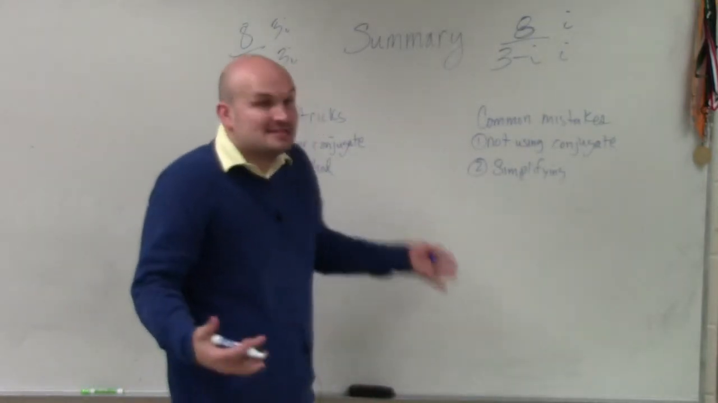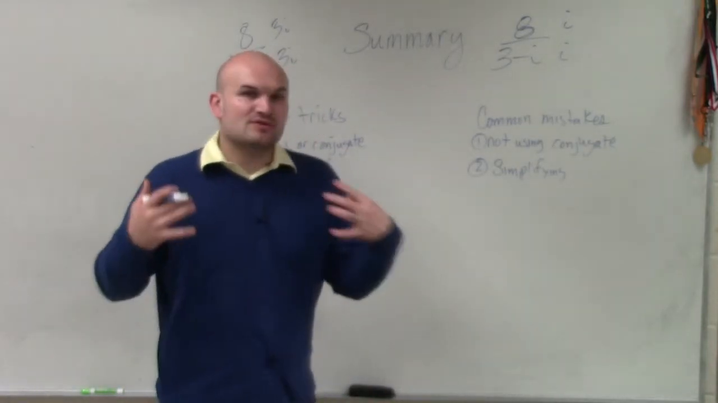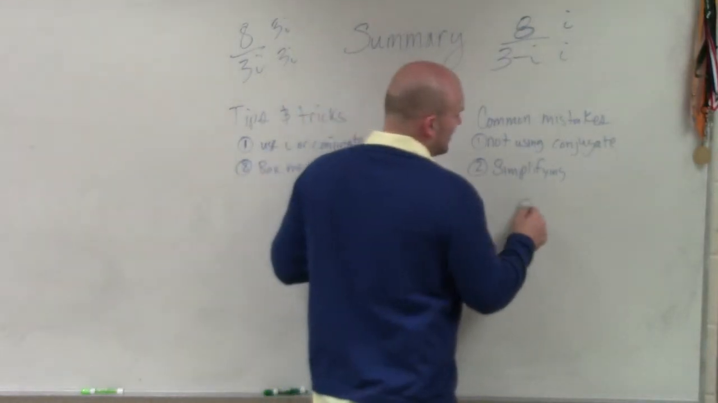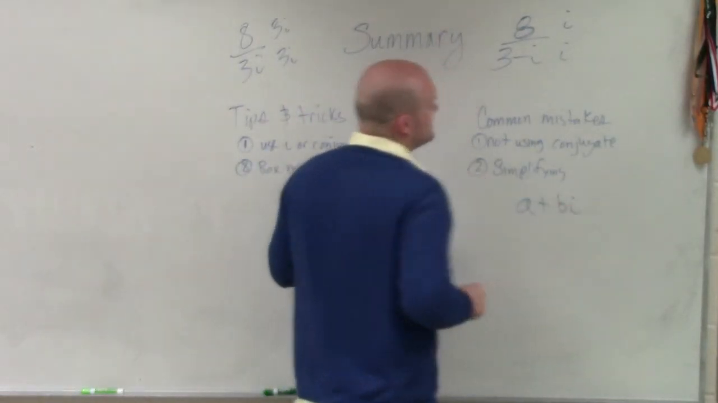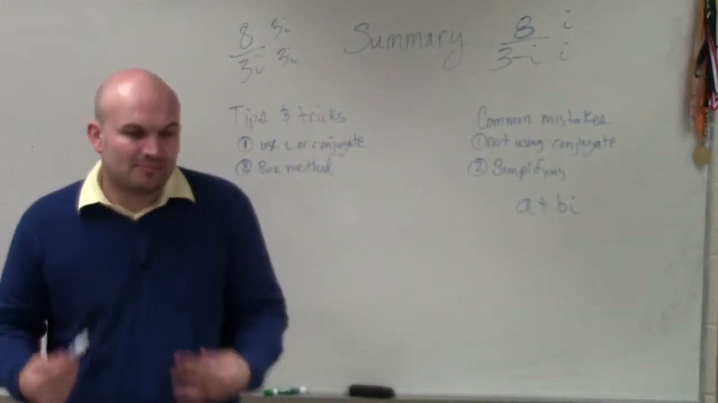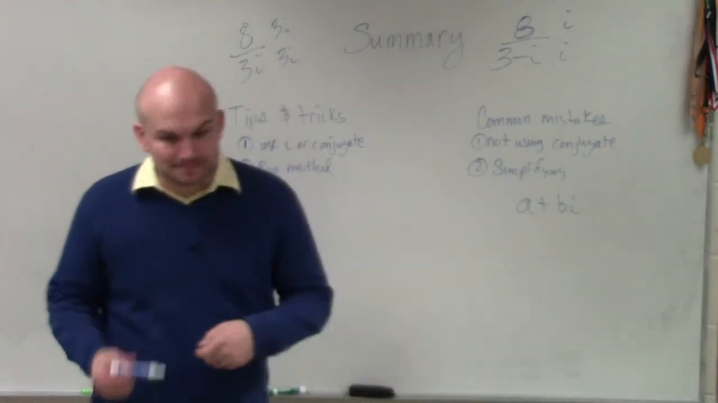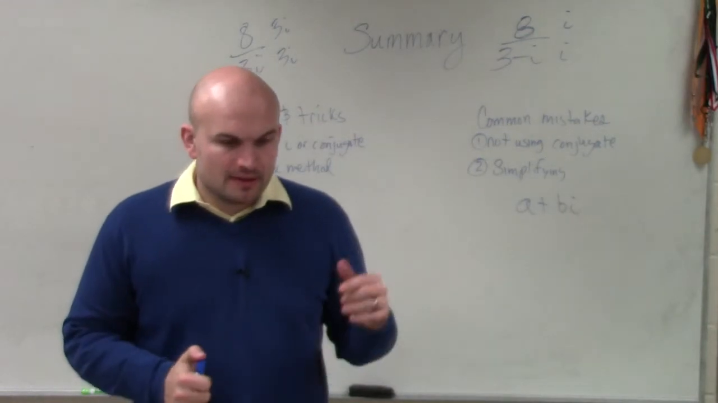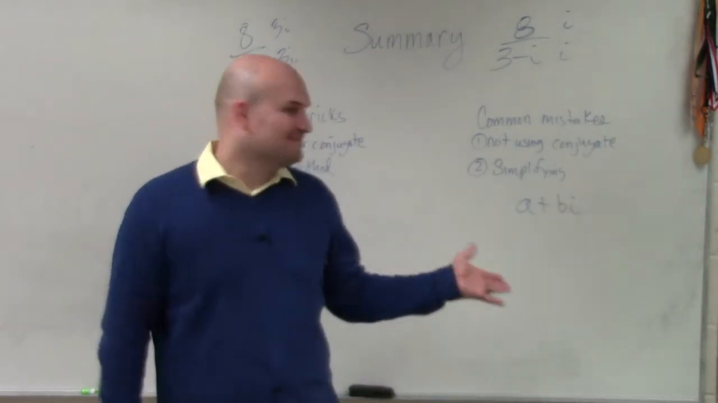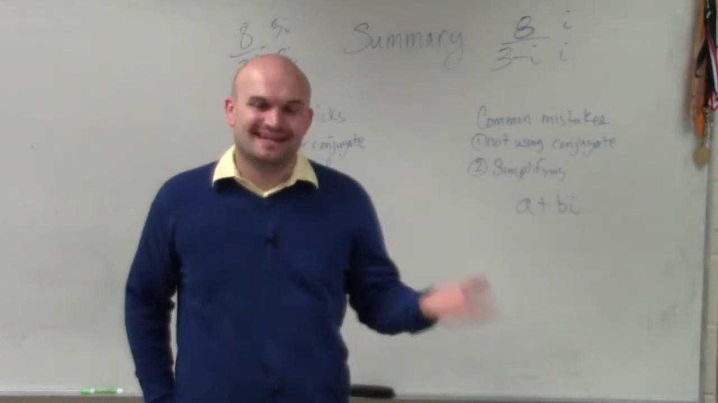The second thing on that is simplifying. A lot of students will multiply, but then they won't simplify. And remember, when we're giving our answer, we need to give it in the standard complex number form, which is a plus bi. So we need to rewrite it in the form a plus bi. Make sure you simplify it so that when you divide it out, it's in that format.